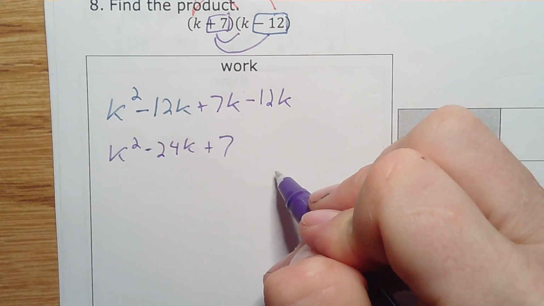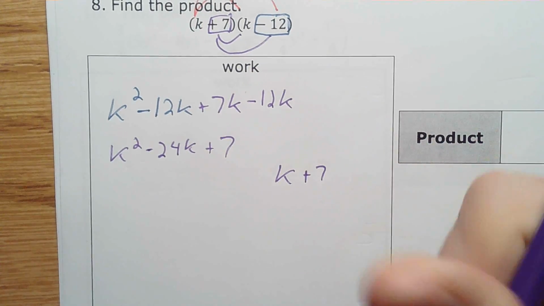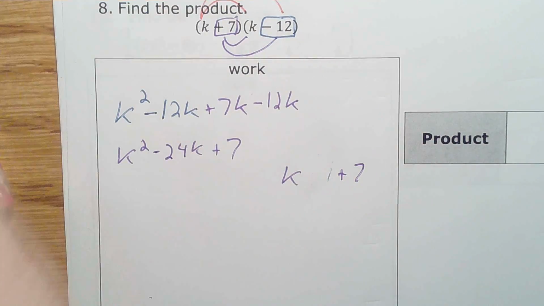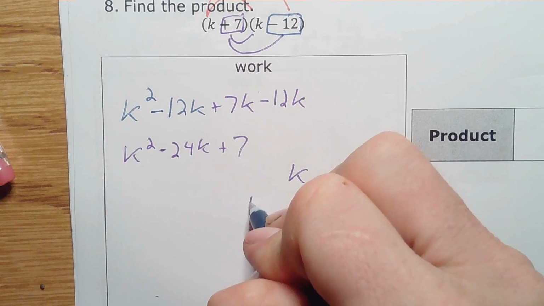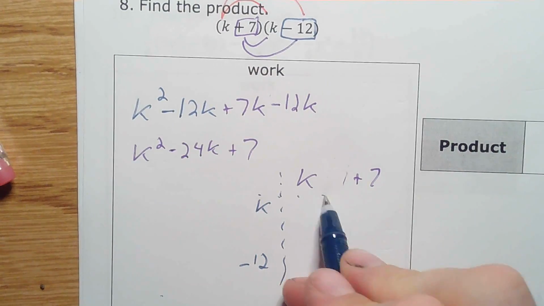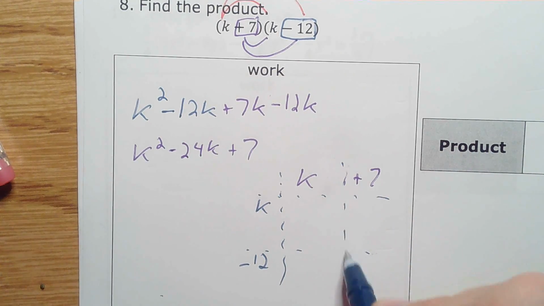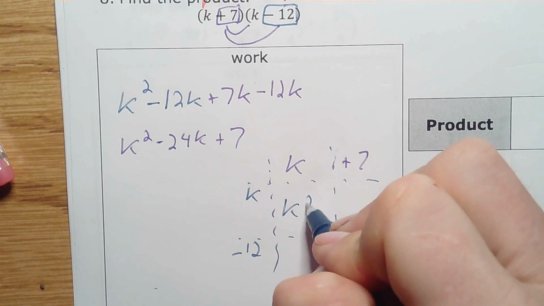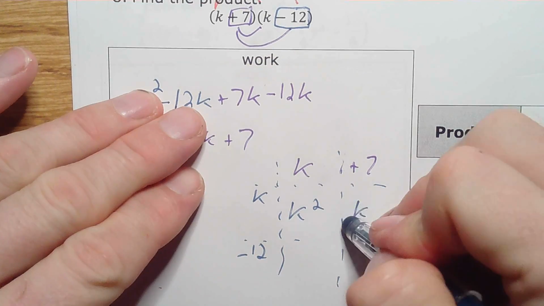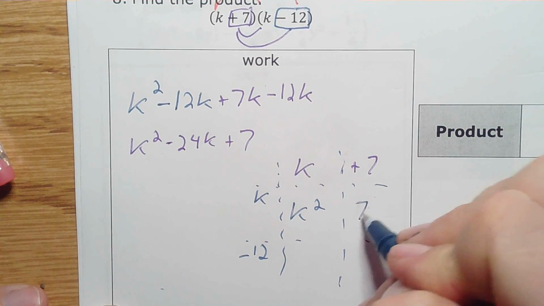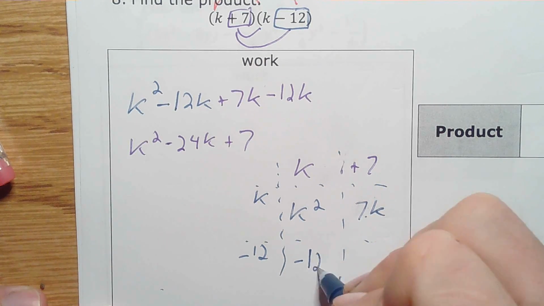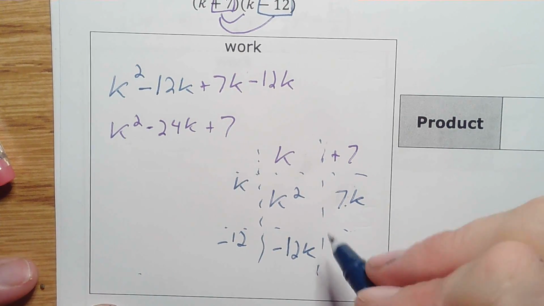Another way to do it is we're going to have our first polynomial on the top, maybe spread that out a little, plus 7. Our other polynomial on the side, k minus 12, those two terms. And then multiply everything together. This is going to be k squared, 7k, and this is going to be negative 12k.